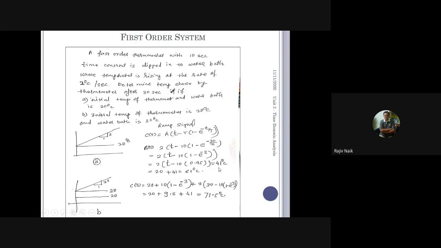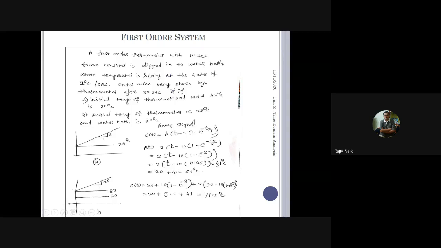So here, see, it is 41. That means there is a 19 degree error. So this 41 plus the initial temperature of the water bath, that is 20, and the thermometer, both are the same. So that 20 I have added. So the temperature shown by the thermometer after 30 seconds for this ramp signal, not step, only ramp, is 61 degrees centigrade.